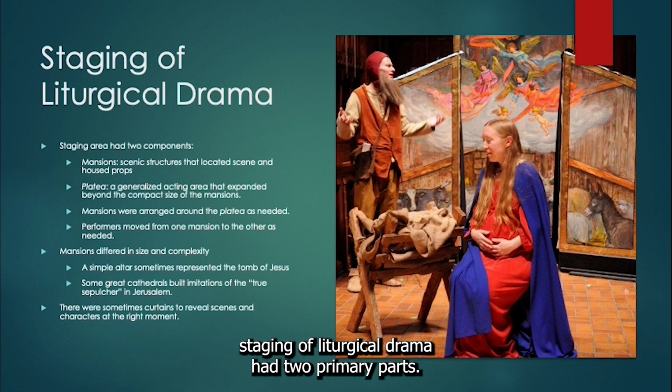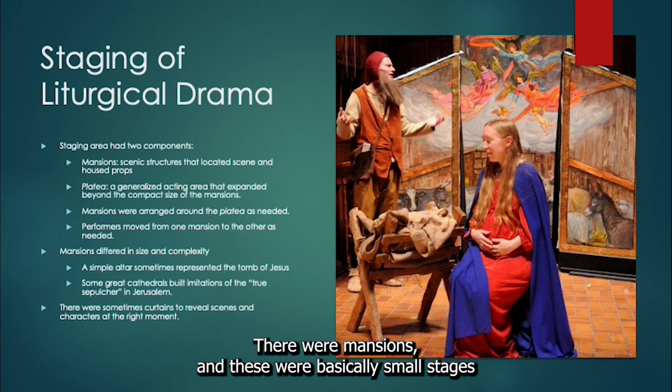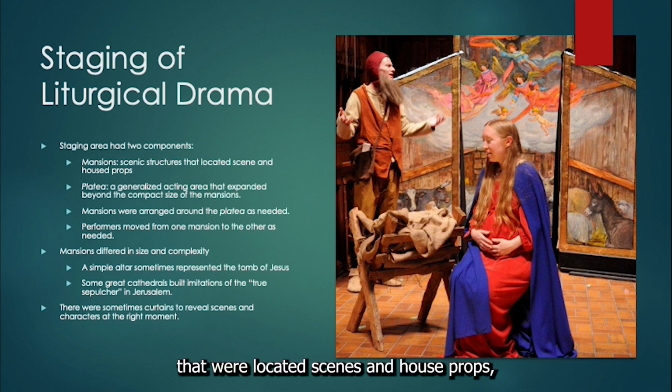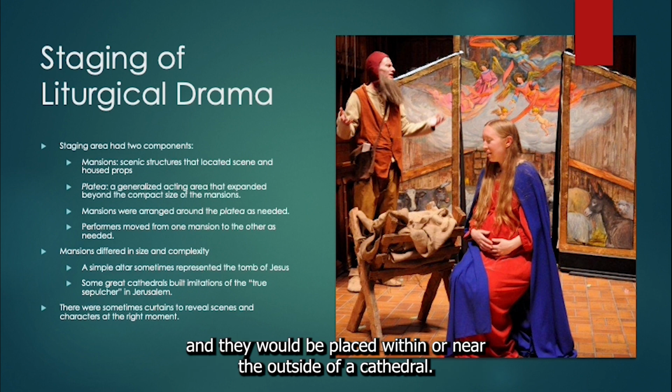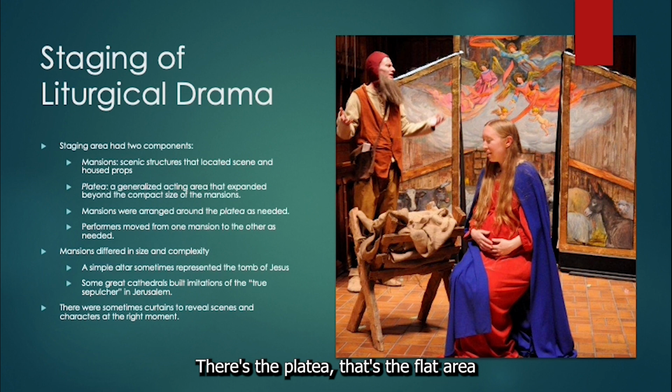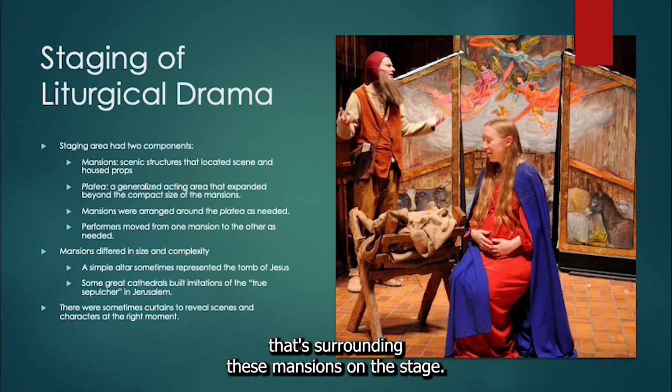Staging of liturgical drama had two primary parts. There were mansions, and these were basically small stages that located scenes and housed props, and they would be placed within or near or outside of a cathedral. There's the platea, the flat area surrounding these mansions on the stage, and sometimes the actors would get off the mansion and onto the floor level with the audience.